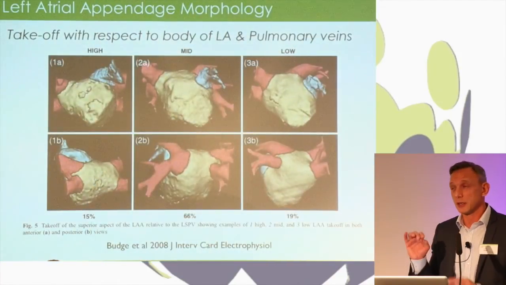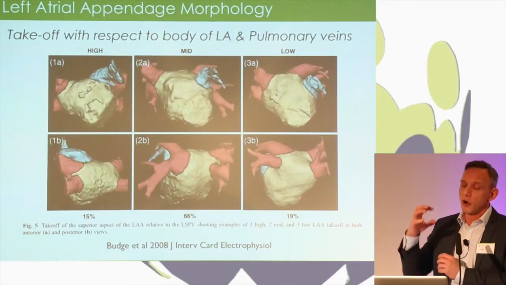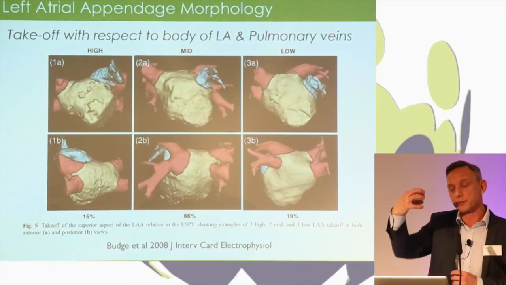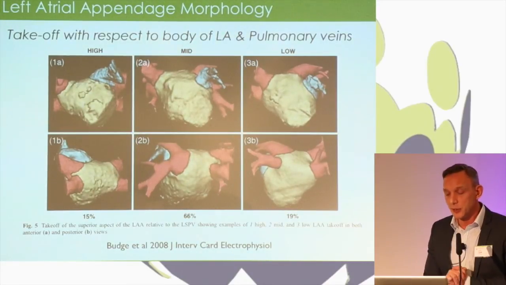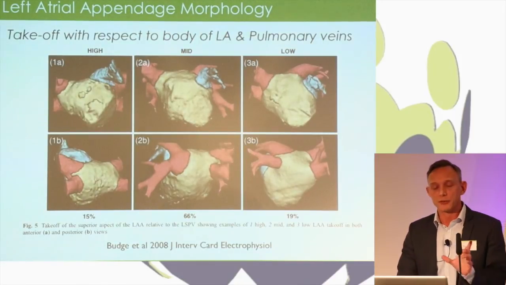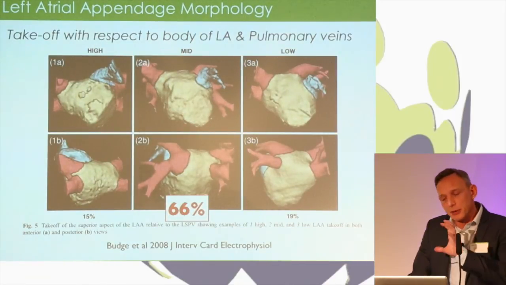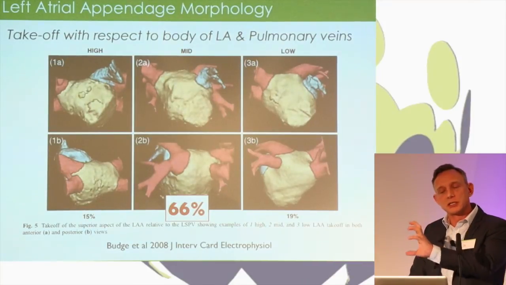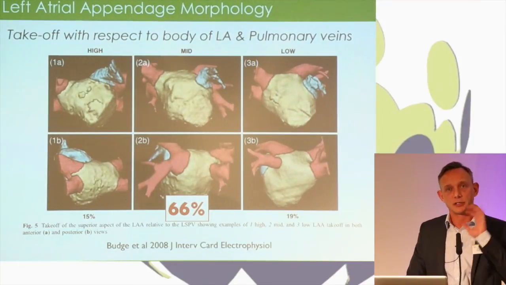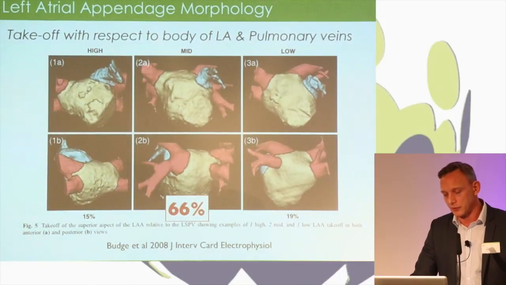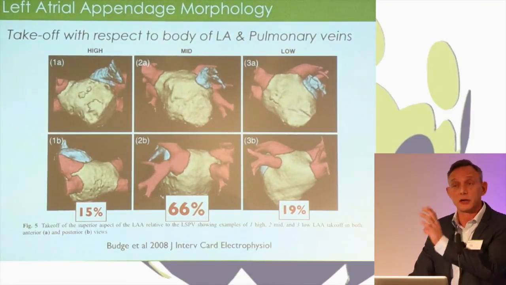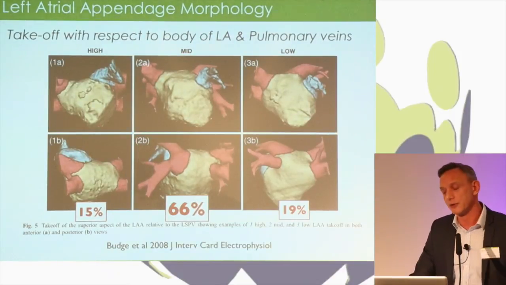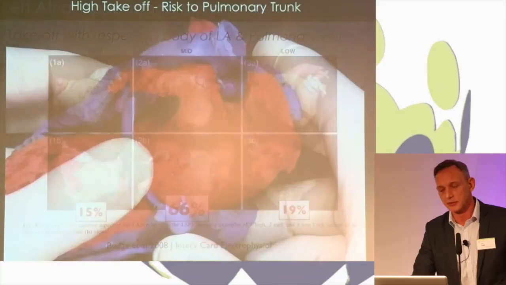Probably the most important thing to think about is the position of the appendage and the os with respect to the pulmonary veins. And this is quite a nice study that shows that variation on CT images. So the appendage is in blue here. And what you'll recognize is that in most instances, the appendage sits in the middle of the two pulmonary veins, and that allows you to access it nicely with a fairly standard transseptal puncture. But it can be high on the roof of the appendage, 15%, or very low down and close to the mitral valve in about 19% of the cases.